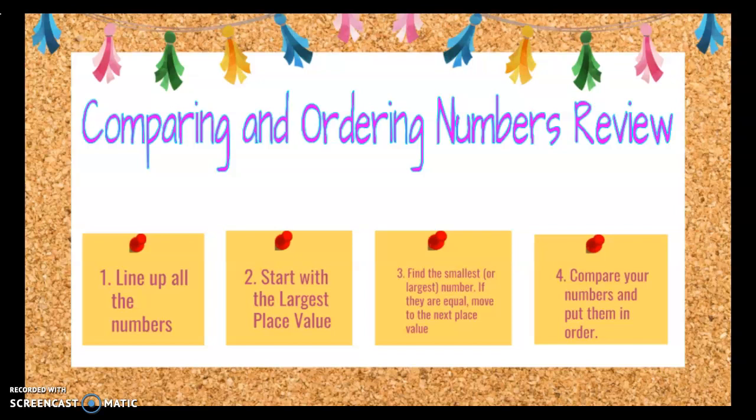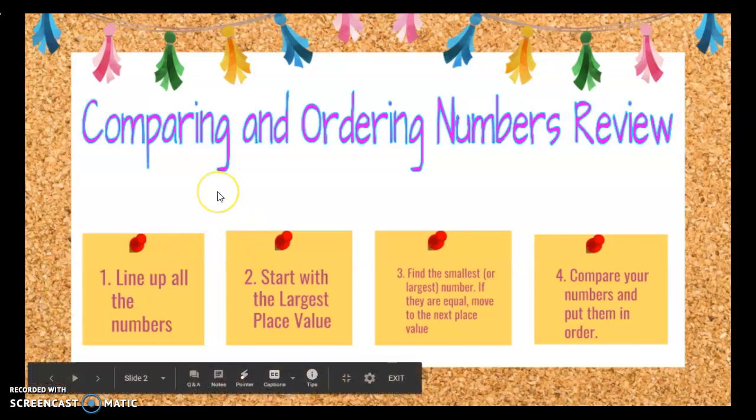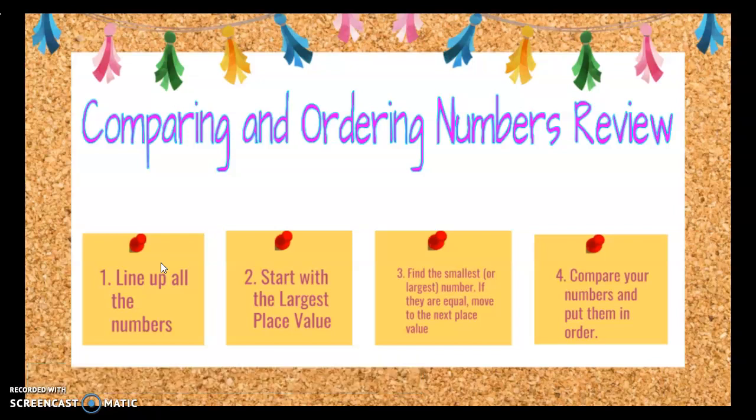Hi friends! So today we're going to review comparing and ordering numbers and then extend that into the thousands, 10,000s, and 100,000s place. So as a review from what we talked about on Friday, there's 4 steps when we are comparing and ordering numbers. Step 1, make sure to line up all the numbers. We'll look at an example of that in just a second.